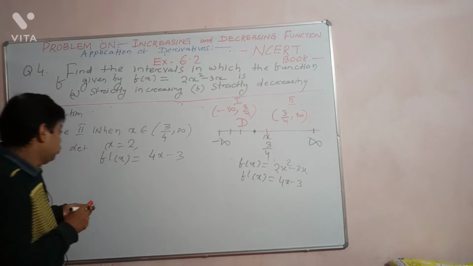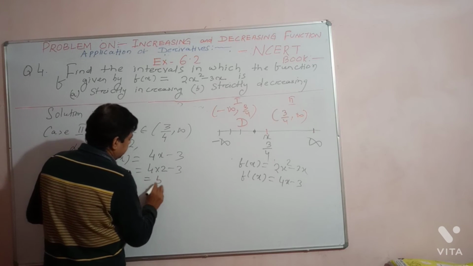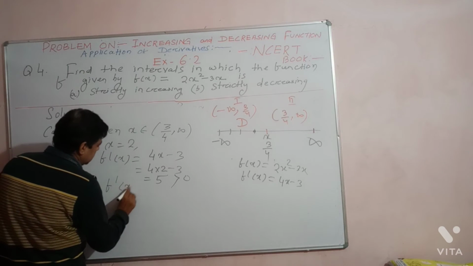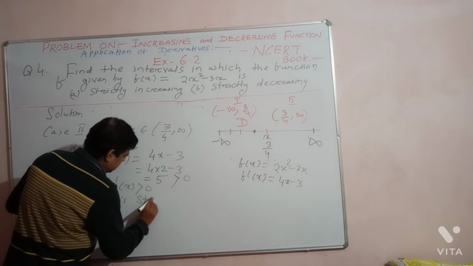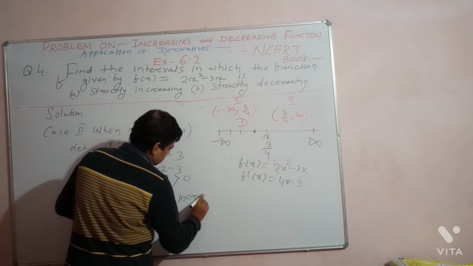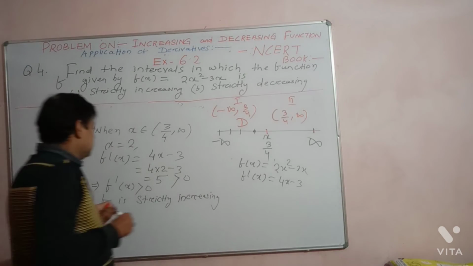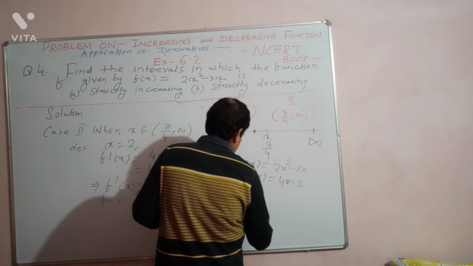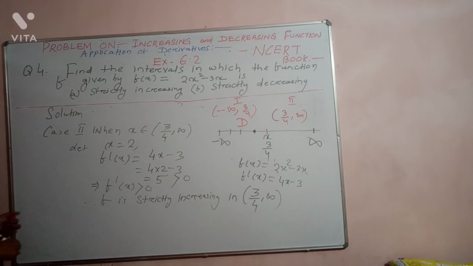Let us put the values of x. We have taken x value 2: 4 times 2 is 8, minus 3 is 5, which is greater than 0. That implies f dash x is greater than 0. Hence, the function f is strictly increasing in the interval 3/4 to infinity.